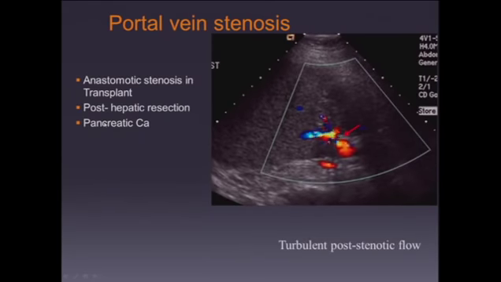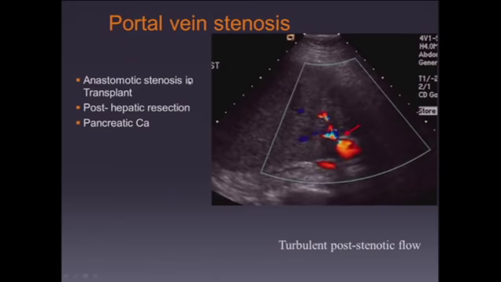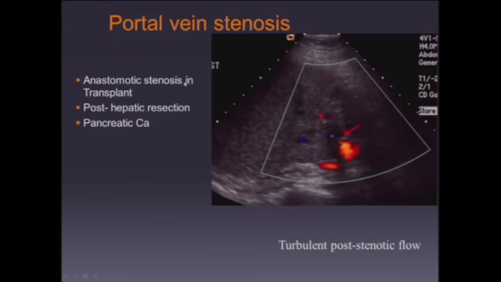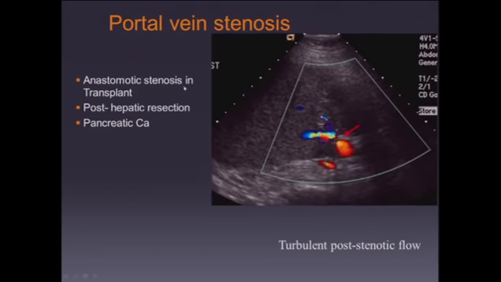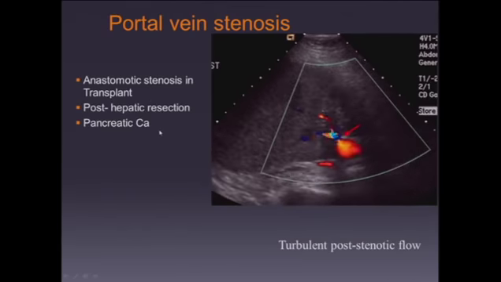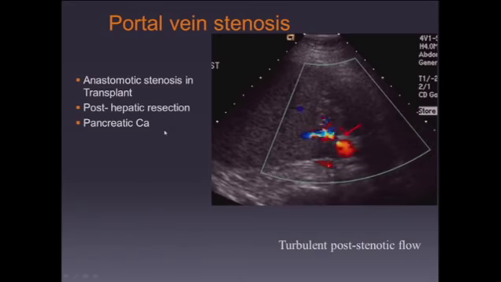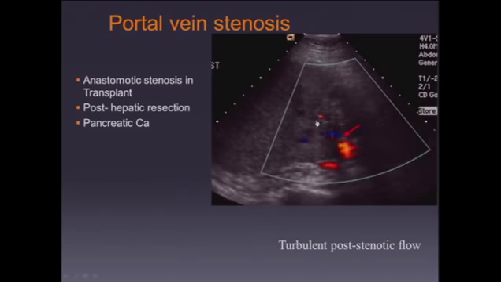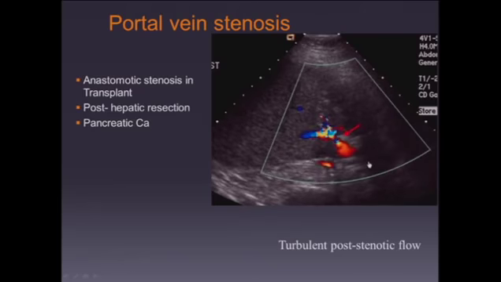Portal vein stenosis is caused by post-hepatic resection or an anastomotic stenosis in the context of a liver transplant. The portal vein can also be narrowed in patients with pancreatic cancer. This is a color Doppler clip of a patient with portal vein stenosis.